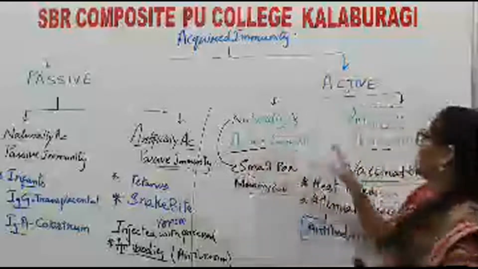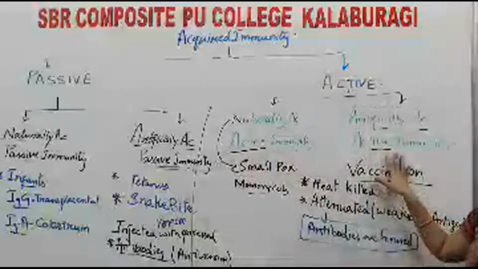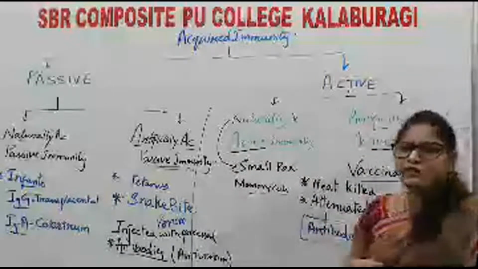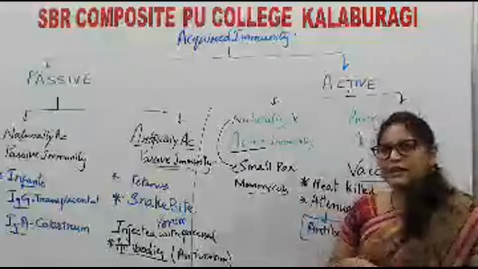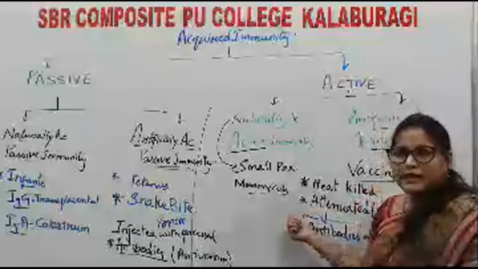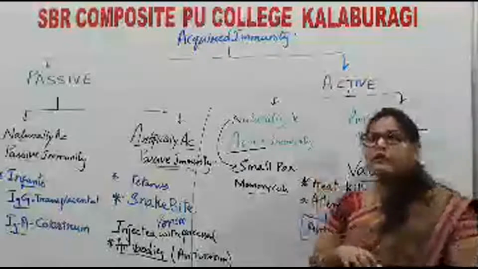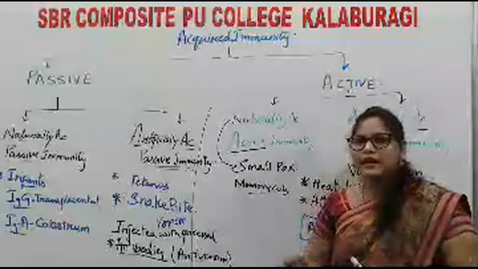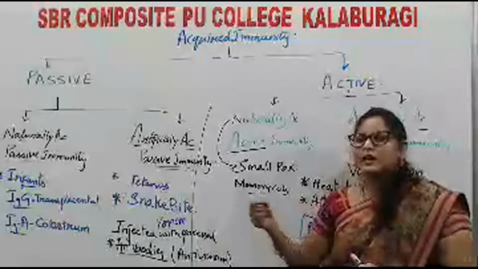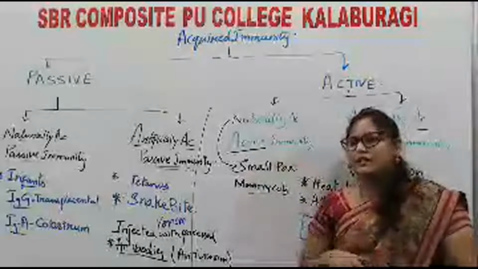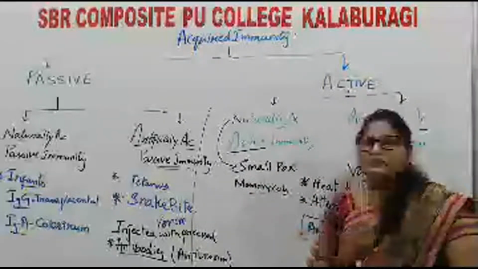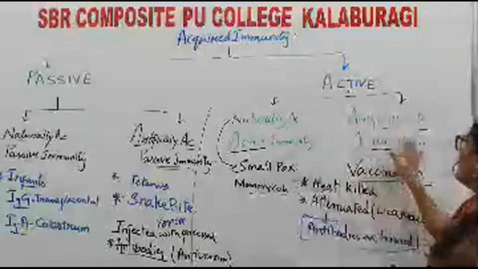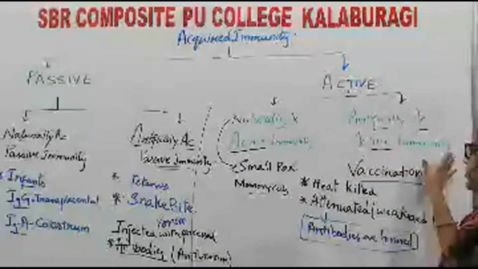Is that clear? Now, artificially acquired active immunity, that is through vaccination. Before the actual infection, we are precautionarily taking heat-killed or attenuated antigens, by which our immune system will recognize those antigens and the B lymphocytes will produce the antibodies against that particular antigen. And if the same type of antigen comes into our body, then these antibodies will fight against that disease and we will not fall into disease. That is known as artificially acquired active immunity.